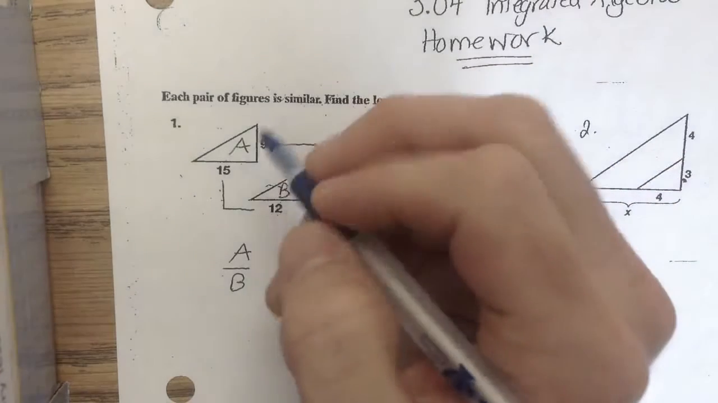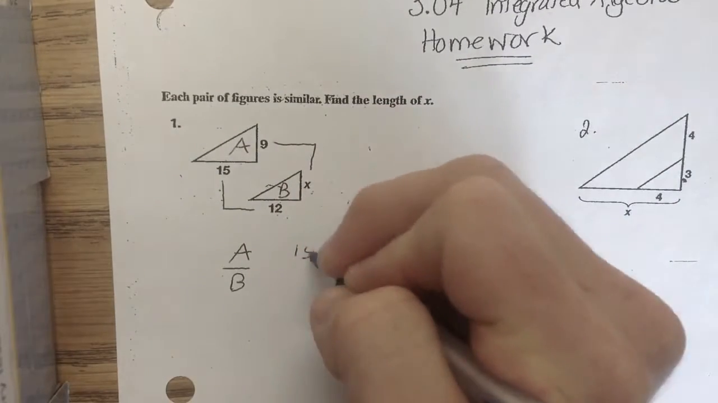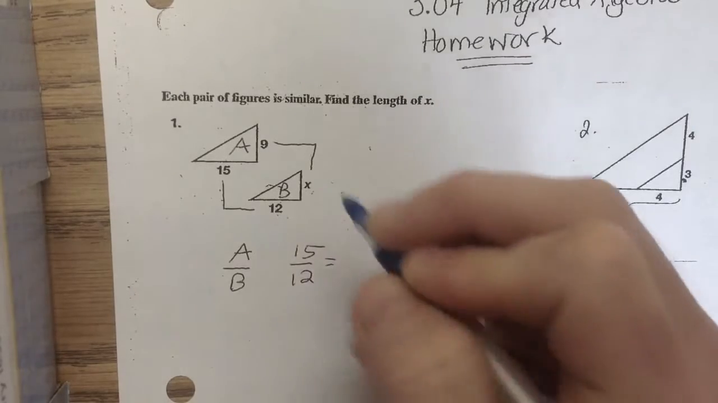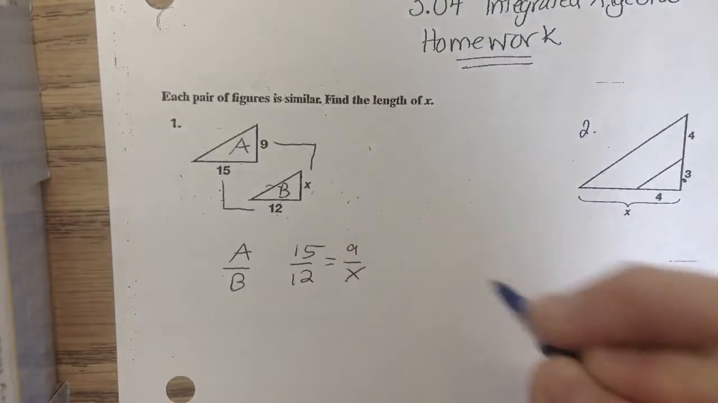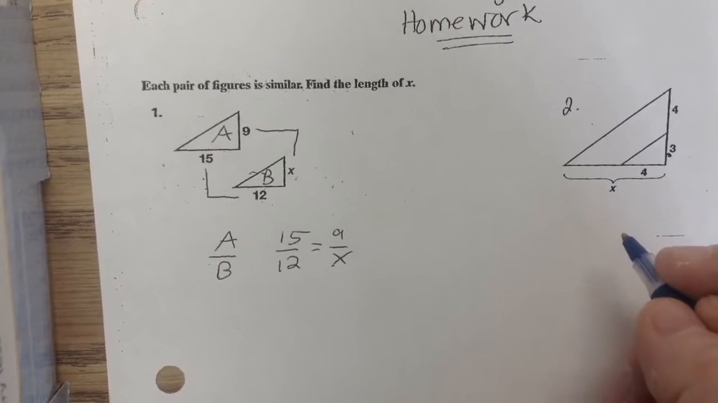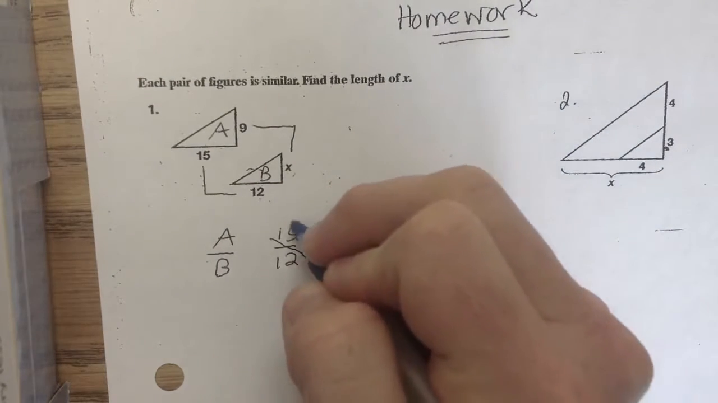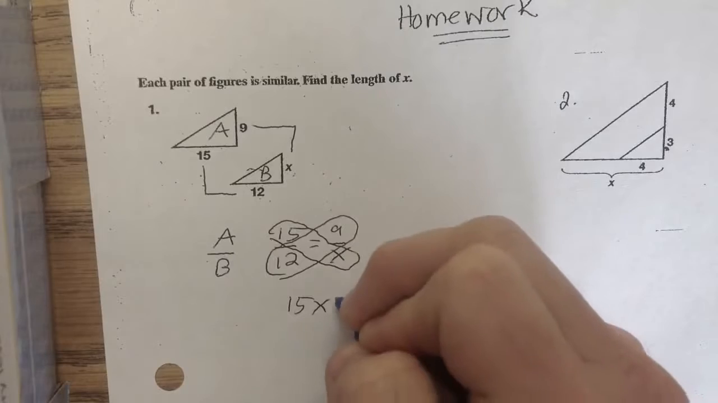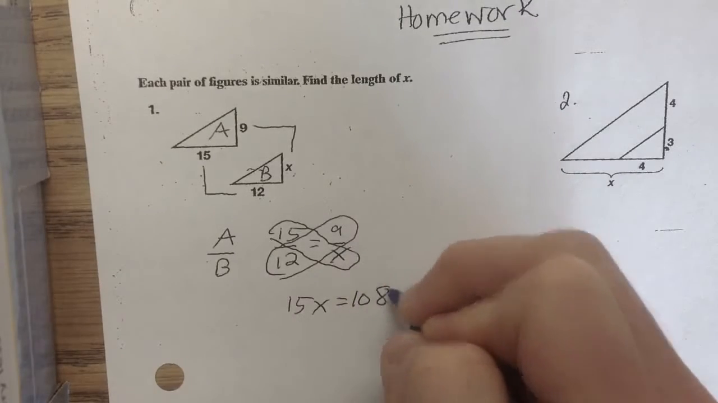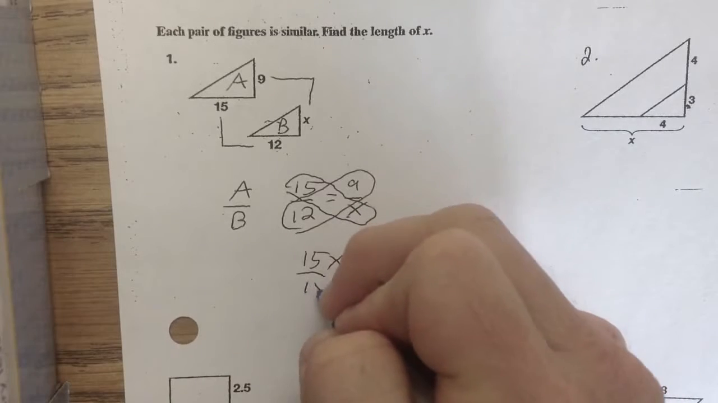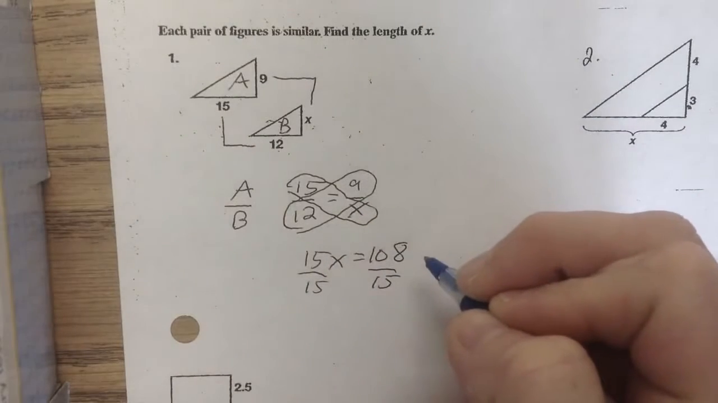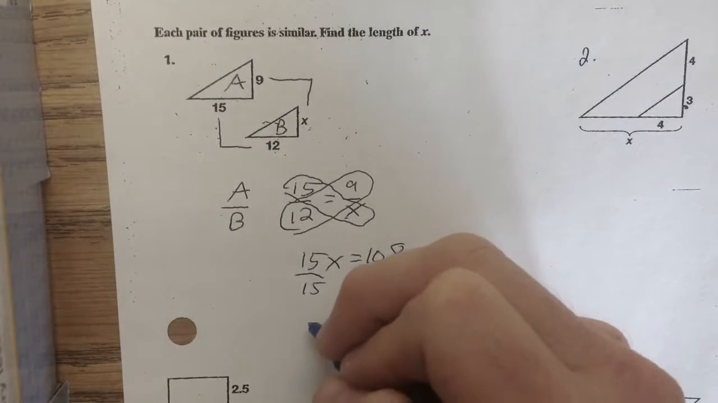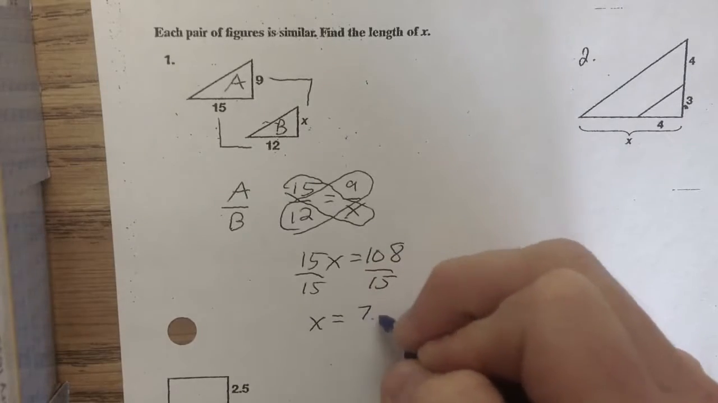So when I'm setting this up, 15 is from A, so the 15 goes on top. 12 is from B, so the 12 goes on the bottom. And that's going to equal 9 over x. At this point, we're back to our regular cross multiplication. 15x, 9 times 12, so we're going to end up with 15x equals 108. We're going to divide both sides by 15. 108 divided by 15 is 7.2. So we've got x equals 7.2.